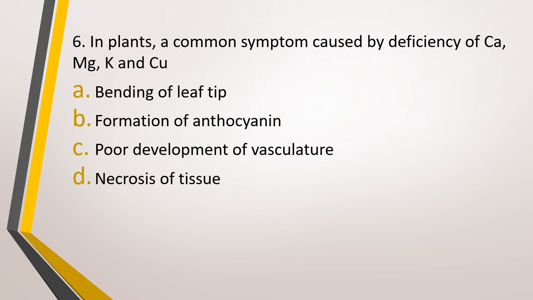Question number 6. In plants, a common symptom caused by deficiency of calcium, magnesium, potassium and copper is option A, bending of leaf tip. Option B, formation of anthocyanin. Option C, poor development of vasculature. Or option D, necrosis of tissue. Common symptom caused by deficiency of calcium, magnesium, potassium and copper. The correct answer is option D, necrosis of tissue and most specifically leaf tissue.